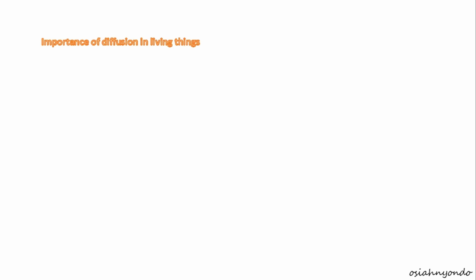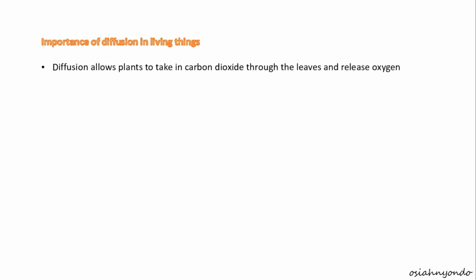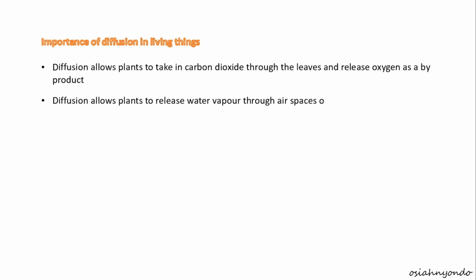Importances of diffusion in living things. The first one is that diffusion allows plants to take in carbon dioxide through the leaves and release oxygen as a byproduct. This reaction is seen under photosynthesis. The second one, diffusion allows plants to release water vapor through air spaces of leaves into the atmosphere. The release of water through the leaves is under transpiration, where water is lost through the stomata of the leaves, of course.